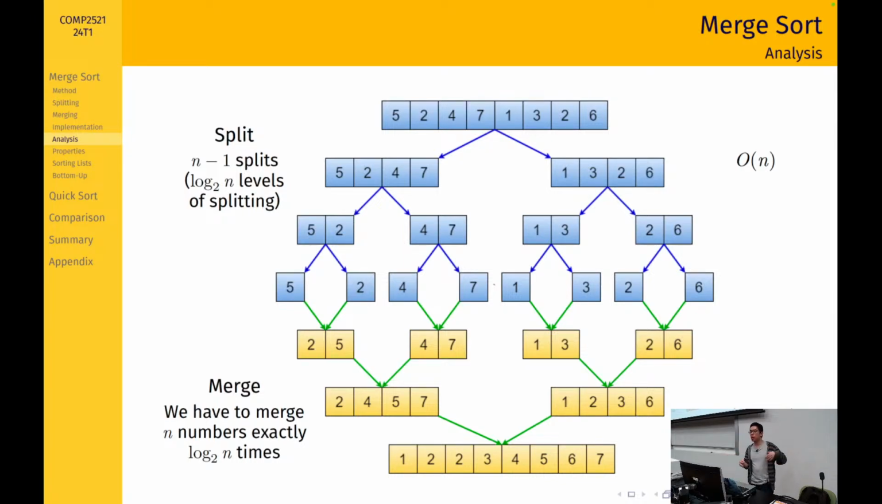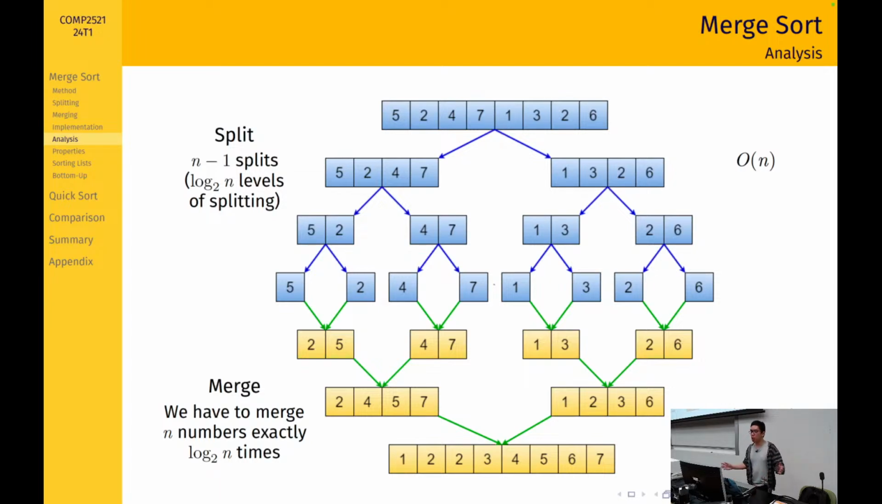How many times do you actually have to split the array? You have to split it n-1 times, right? If you count here the number of splits that have to be made, that's 1, 2, 3, 4, 5, 6, 7, right? 7 splits for an array of size 8. So the splitting part is going to be O(n), because each split is just O(1).